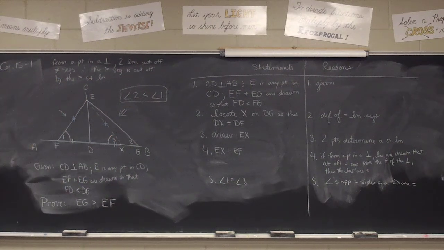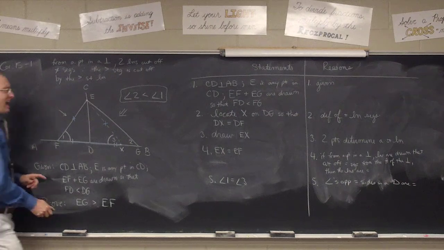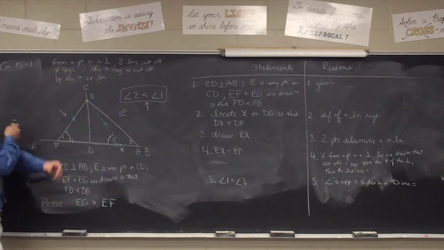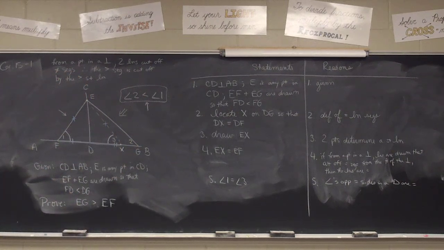So I know 1 and 3 are equal. Well, we took the suggestion. It was a corollary, so we used the old theorem, but we're done with that now. We got our clang. How does that help me to get EG greater than EF? Or better yet, how does it help me to get angle 2 smaller than angle 1?